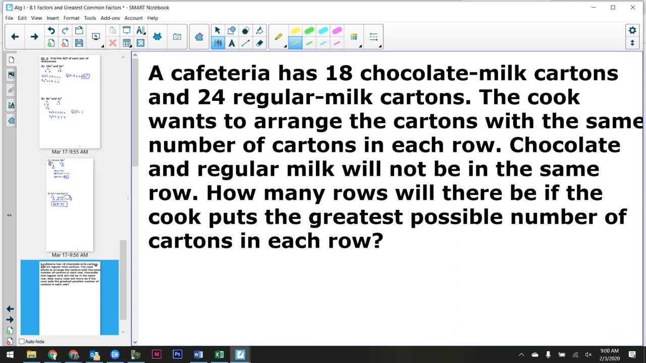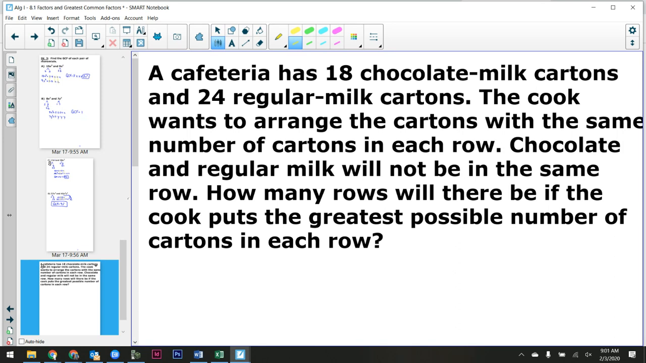Think about 24 regular milk cartons. I could put 1 row of 24, 2 rows of 12, 3 rows of 8, 4 rows of 6. What am I doing there? What am I listing off for that number? Not multiples. Multiples get bigger. I'm listing off its factors, right?